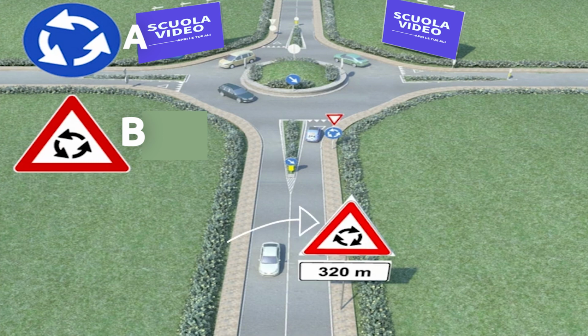In the case of extra-urban roads, the signal in the figure is preceded by the B signal, which announces the presence of the intersection with roundabout circulation.